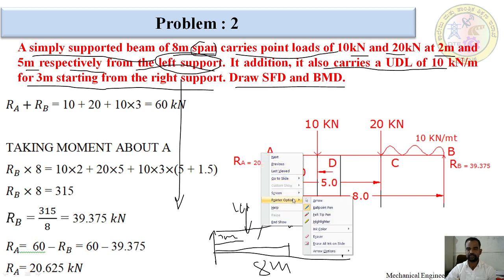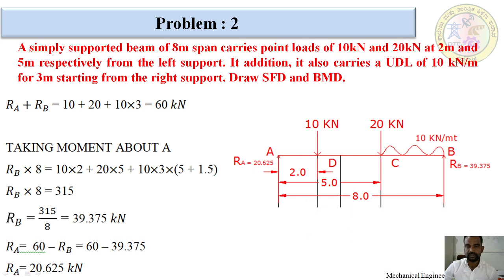I think you have well understood this. I am going to give names. This left support I am going to call A, and this right support I am going to name B. This point load is C, and this point load is D. These points are all called critical points.